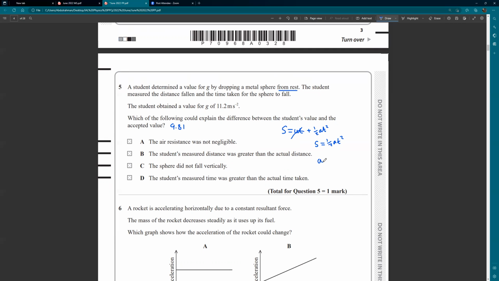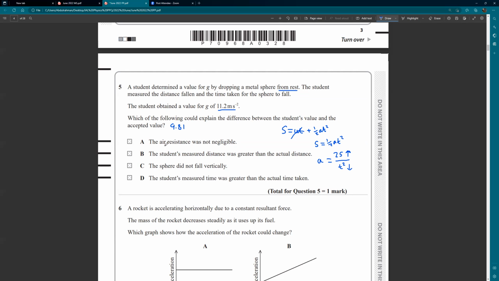We'll make the acceleration the subject because we're trying to see which variables impact the acceleration. So a is equal to 2s over t squared. So how can I get a higher value for acceleration? Because that's what the student obtained. He obtained 11.2. Well, either I could have measured a larger displacement, or I could have measured a smaller time, right? Either you multiply by a larger number or divide by a smaller number. So let's see which of the following options gives either of these.